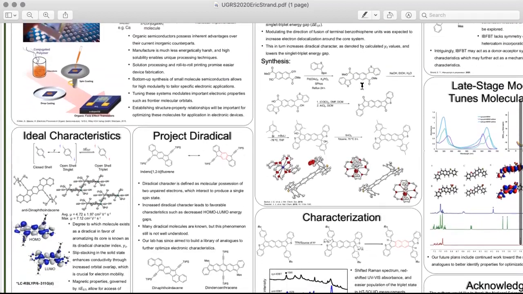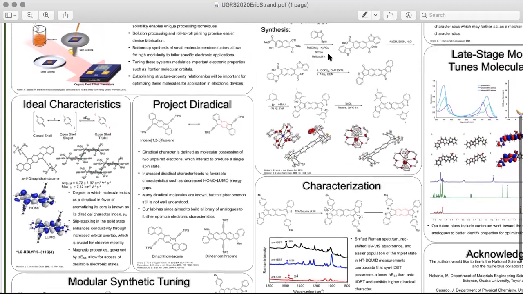So the synthesis of this is pretty modular. You can start with a bis-triflated naphthalene unit and couple on a benzothiophene. And then from there, you can do a saponification, Friedel-Crafts acylation, and attack with an aryl lithiate of your choice. In this case, we use mesityl bromide.